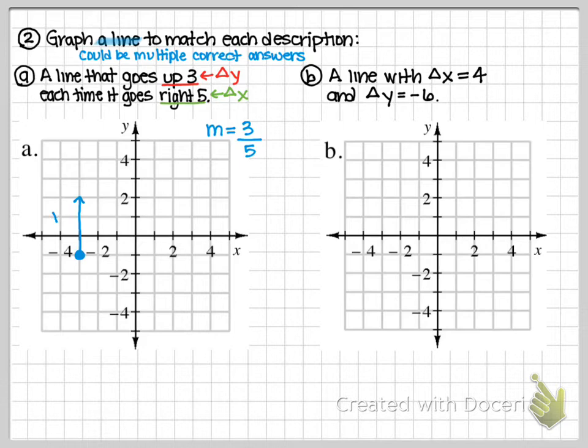Well, actually, we can color code this to go with what we wrote. So up 3. And then we went right 5. So 1, 2, 3, 4, 5. Once I get there, I'm going to put another blue dot because now I have done the slope, the up and the over. Now we want to take out some sort of a straight line.